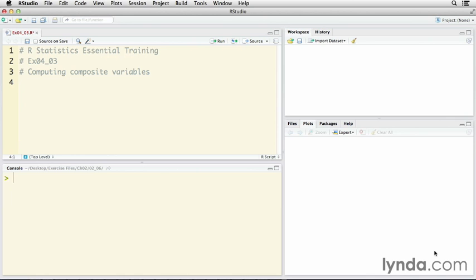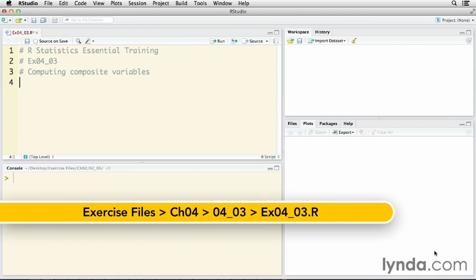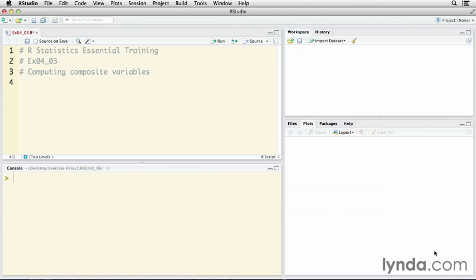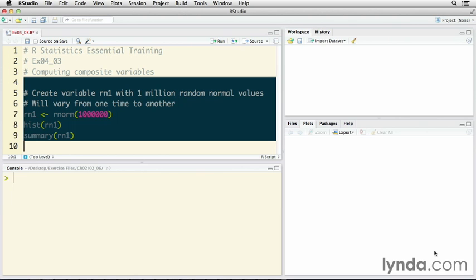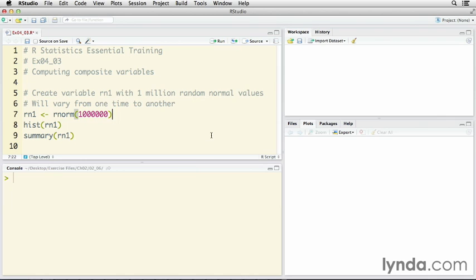One common task in data analysis involves taking the variables that you have in your data set and combining them in some way to create new composite scores. In this video, we're going to look at some of the basic ways that you can create composite variables by combining your other data in R. We're going to actually use some data that we create right here.